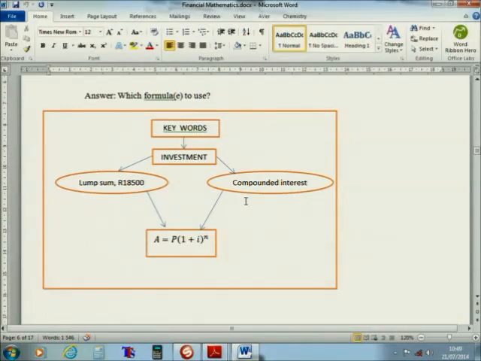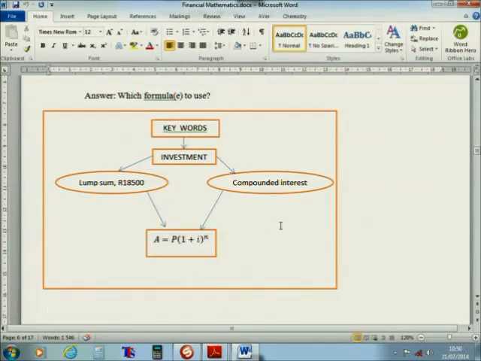The data that you've got here, you've got the lump sum of 18,500 rand. It's your P. Remember when you define those symbols, you say the principal, or the initial money that you're going to invest, is going to be 18,500 rand. And then compounded interest, which means this compound interest will lead us to choose this formula. Can you see that? So you're going to choose this formula for us to get there.